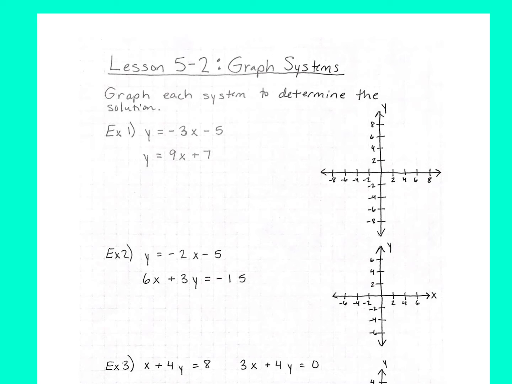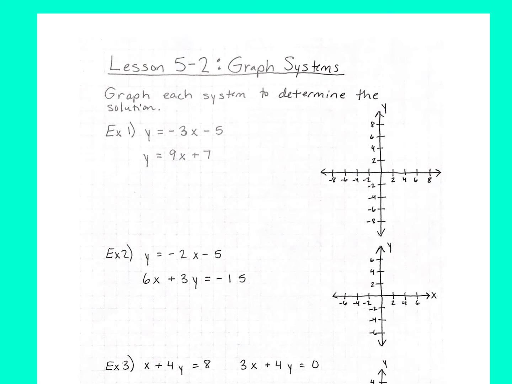Okay, this is lesson 5.2, graph systems. In this lesson, we're going to take two equations and make sure they're written in slope-intercept form, y equals mx plus b. Once they're in that form, we're going to graph each line. There'll be two of them. And we'll see how many solutions that system has. If there is one solution, we're going to name it.